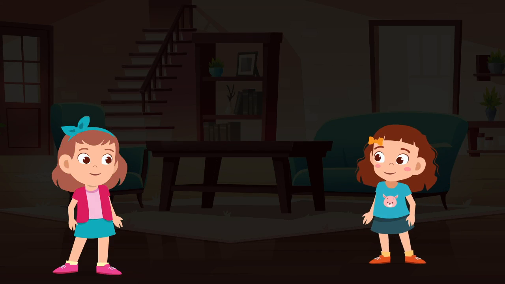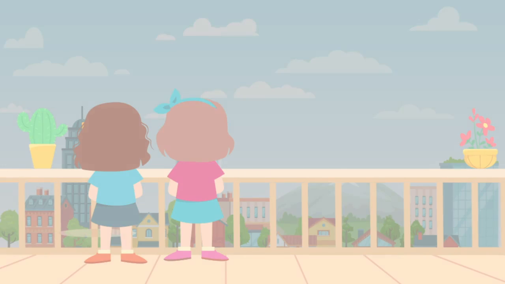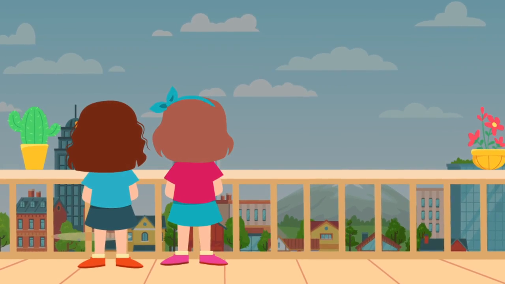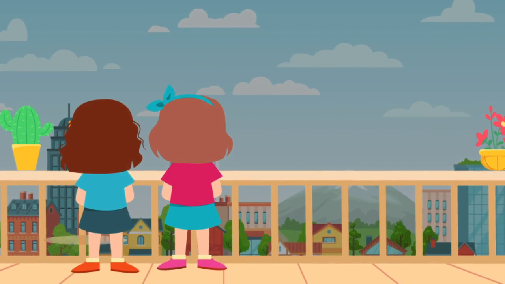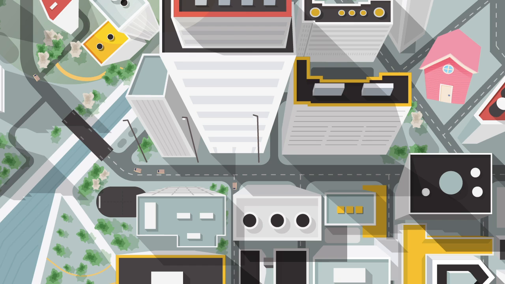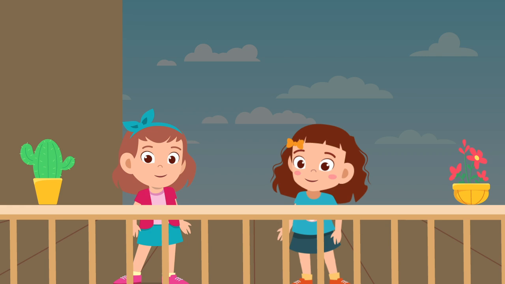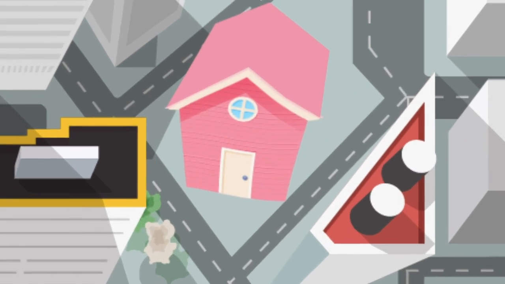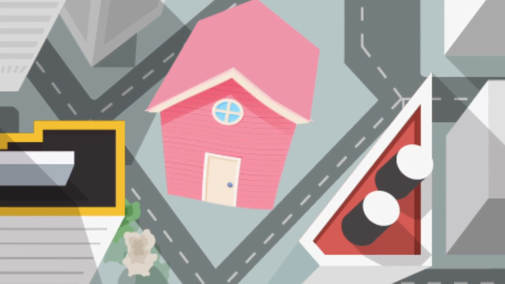Varsha visited Ria's house to spend her vacations. Ria and Varsha are viewing around from the terrace of Ria's house. Wow, the view from here is amazing. Absolutely. Look at that house. Isn't the entrance looking beautiful?